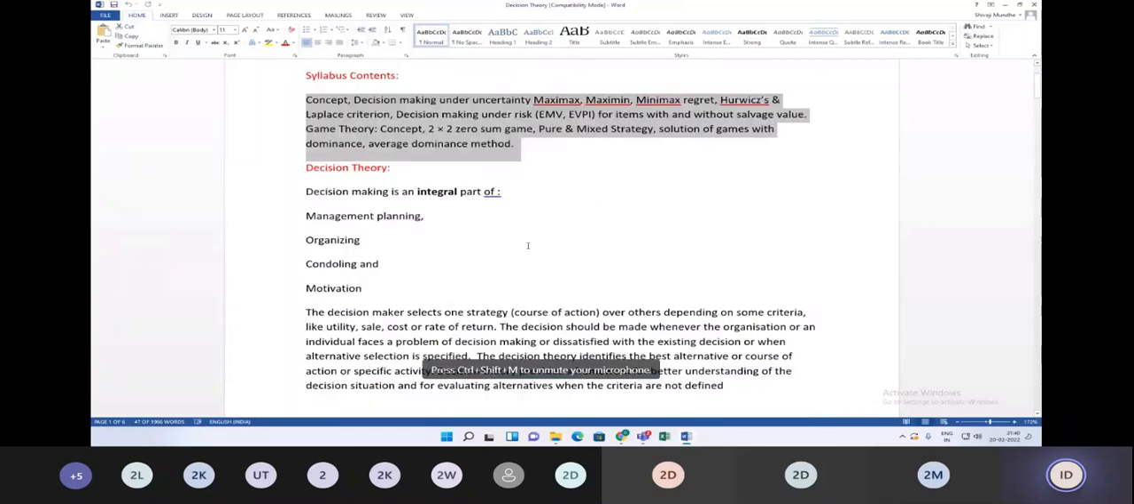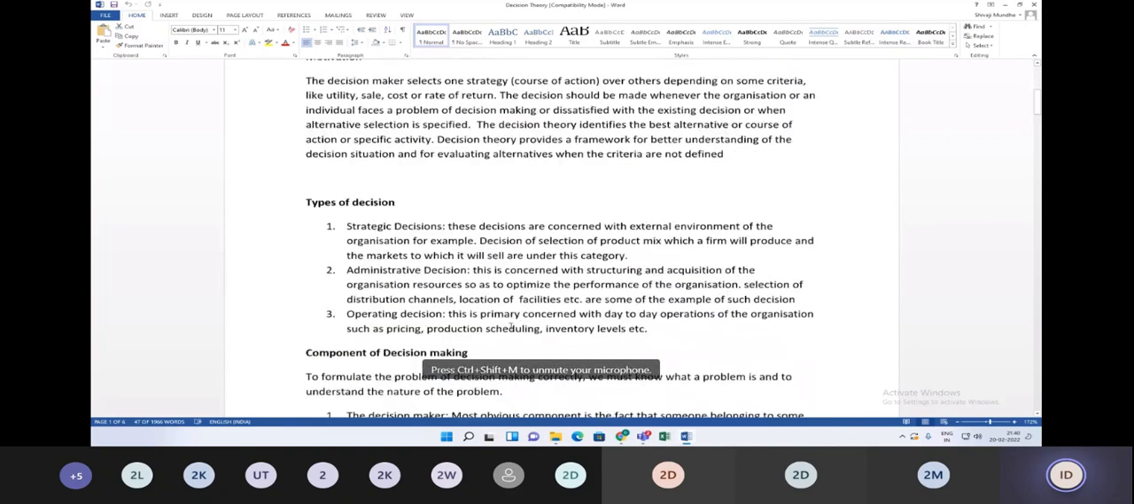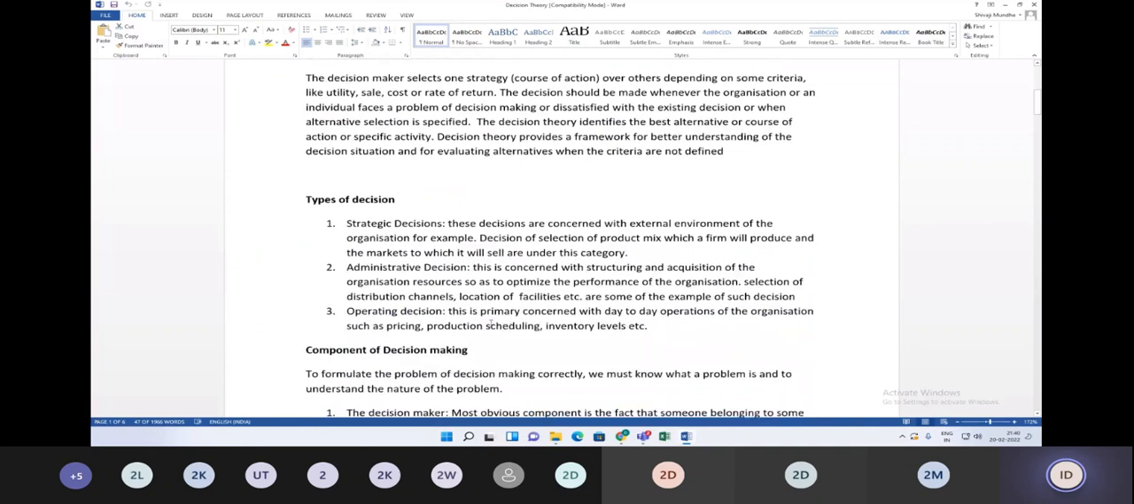In short, I will repeat the last lecture. Decision theory consists of management, planning, organizing, controlling, and motivating. All management principles are applicable in case of decision theory. It is a part of management. While taking a decision, there are three different types of decisions. The first is strategic decision, the second is administrative decision, and the third is operating decision.